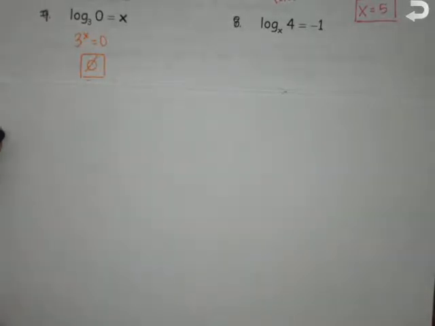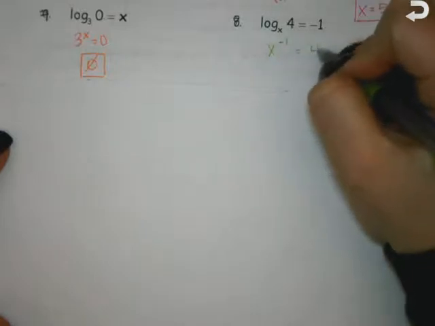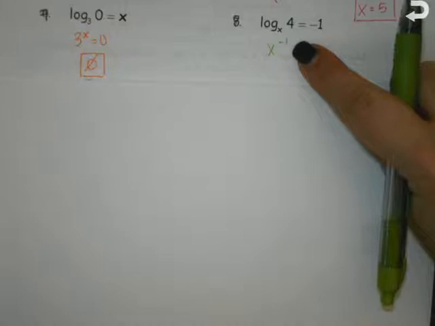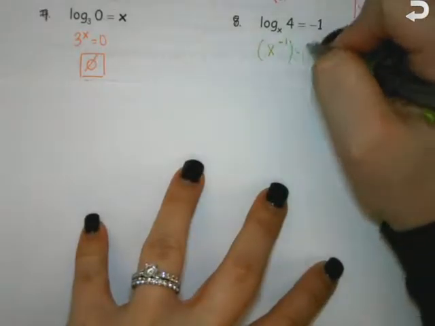Number 8, log base x of 4 equals -1. What would you do first? X to the -1 equals 4. Now I have an exponent here that I need to get rid of. What would I do to get rid of an exponent? The reciprocal. So we multiply both sides by the reciprocal.